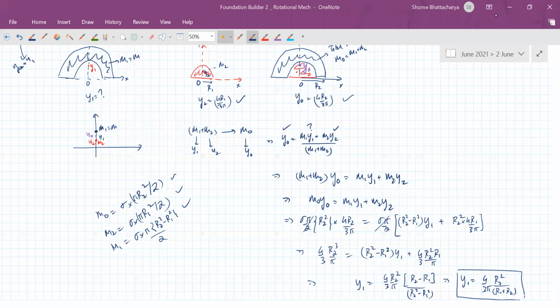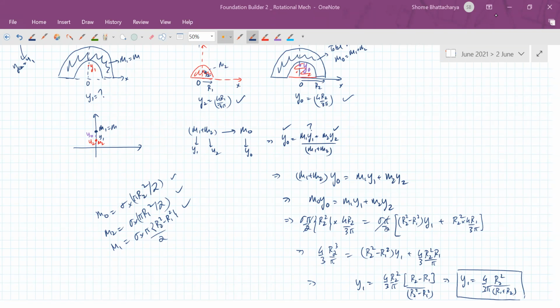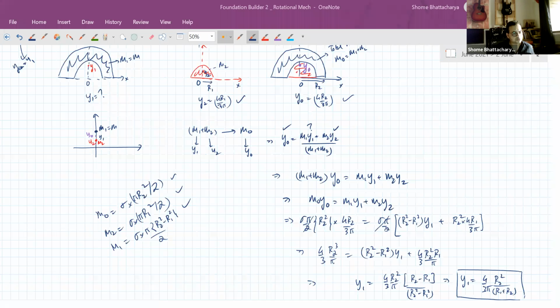Yes, sir. We just check the answer also once. So it's the 11th question, no? The answer is something else. Just a minute. Why is the answer not matching for us? Let's just check. Have we substituted M1 plus M2 correctly? Yes. Sigma pi by 2 into R2 square, 4R by 3 pi.